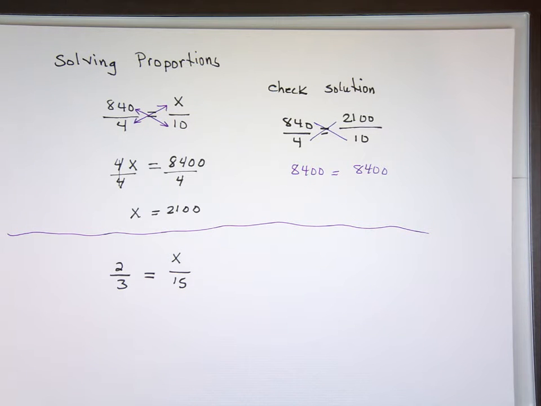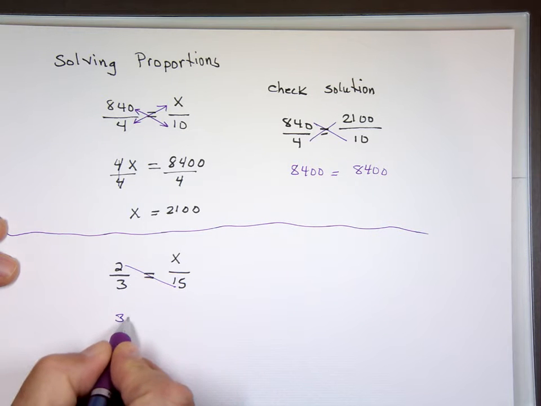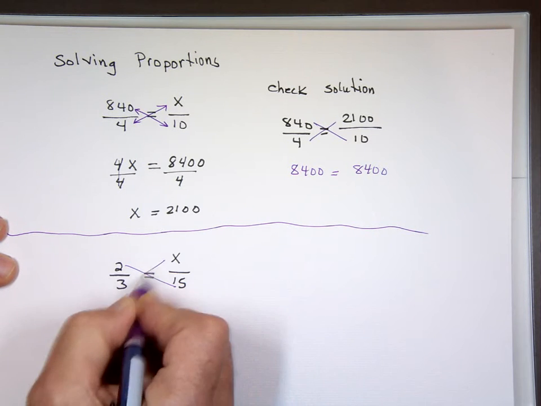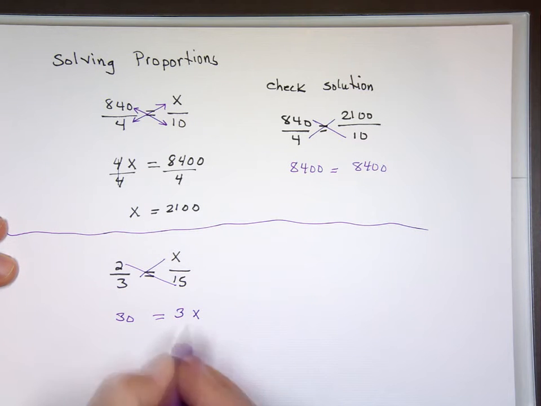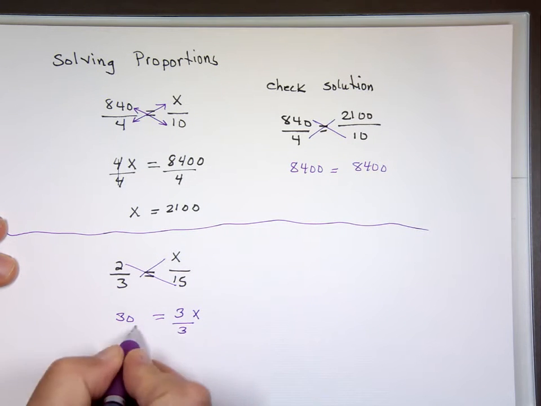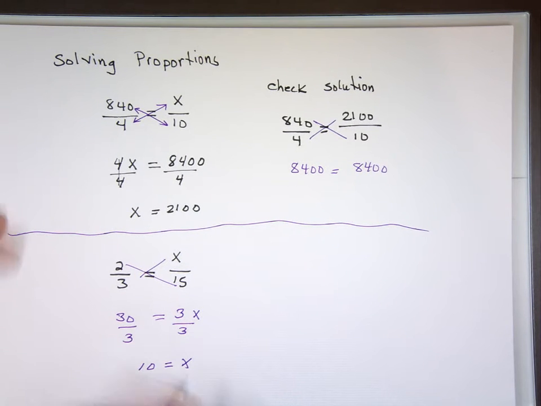Or I can cross multiply 2 times 15, which is 30. 3 times x, which is 3x. To solve for x, you divide by 3. X equals what? 10.